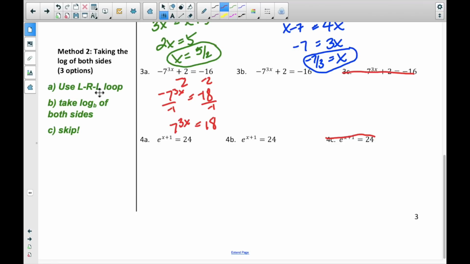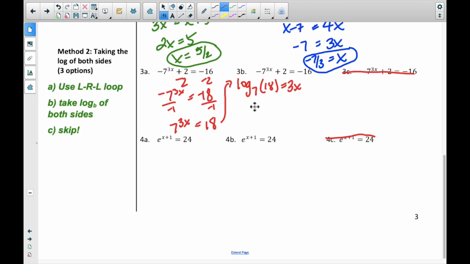Now I'm going to use my left, right, left loop. Log base 7 of 18 is equal to 3x. I know I'm running out of space here, but I'm going to come over here and say log base, and I need the base of the exponent. The base of the exponent is 7. Then I go to the other side and I come back.